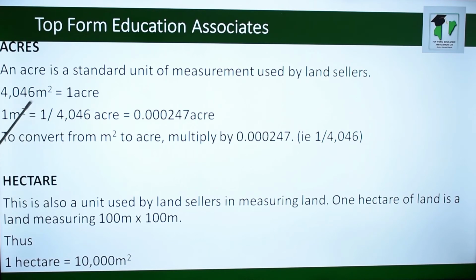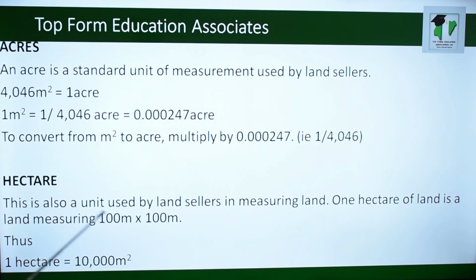If that is the case, 1 meter squared will now be 1 over 4,046 acres. And that gives you 0.000247 acre. Are you getting it? Now, to convert from meter squared now to acre, you multiply by 0.000247. That is the value you get from 1 divided by 4,046. Is that okay?